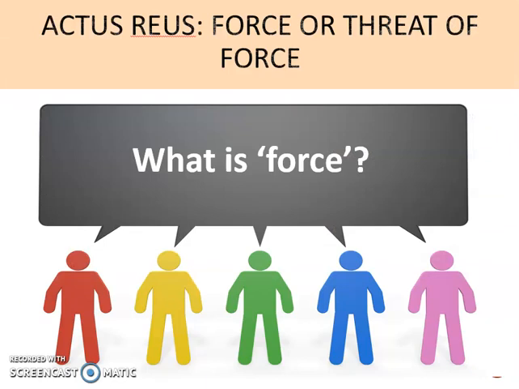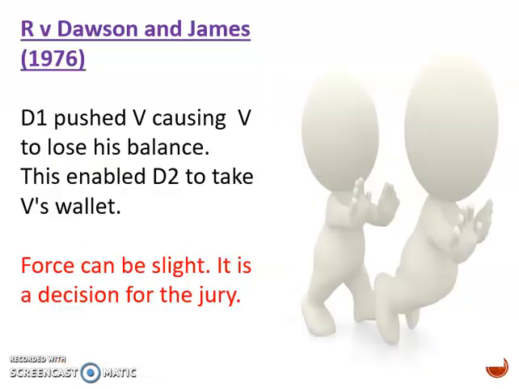Once we're sure we've got a theft, we then have to look at what is force or threat of force before or at the time in order to steal. So the courts have had to consider what the word force means. And our first case on this is the case of Dawson and James. From the case name here, we had 2 defendants who were involved in the robbery of the victim. One of the defendants in this case nudged the victim so as to make it easier for the other defendant to take the wallet from his pocket.